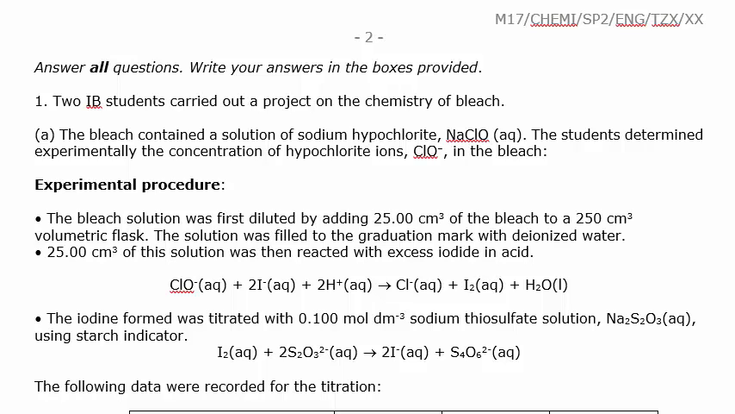DP Year 11 exams, May 2017, paper 2. Question 1. Two IB students carried out a project on the chemistry of bleach. Right, so a bit of information here.